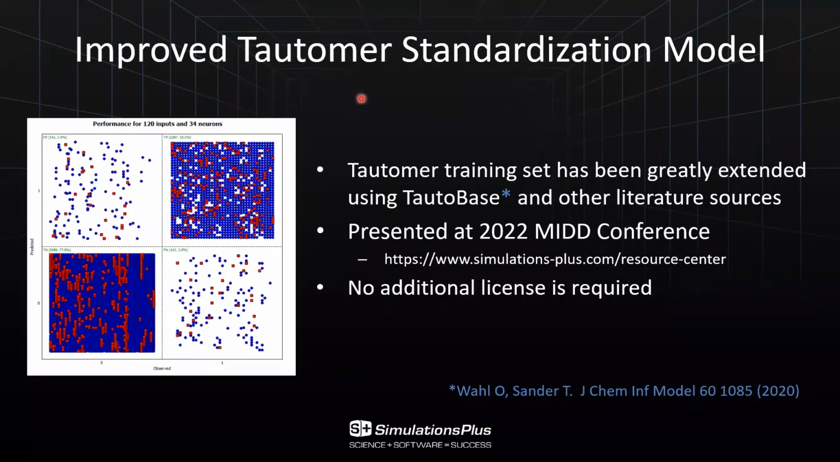In Predictor 10.3, we introduced a new artificial neural network model for predicting the most dominant tautomer among a set of candidates. For this release, the tautomer training set has been greatly extended using Tautobase and other literature sources. My illustrious colleague, Marvin Waldman, gave a nice presentation of this work at the last MIDD conference, and you can download that from our website. And as with the last version, no additional license is required to use this model.